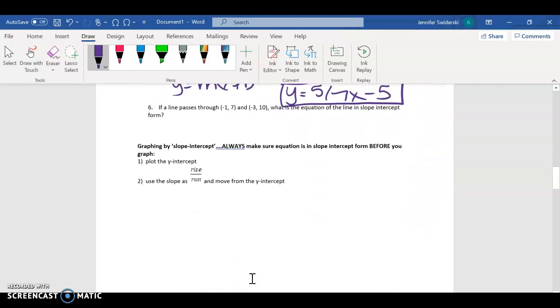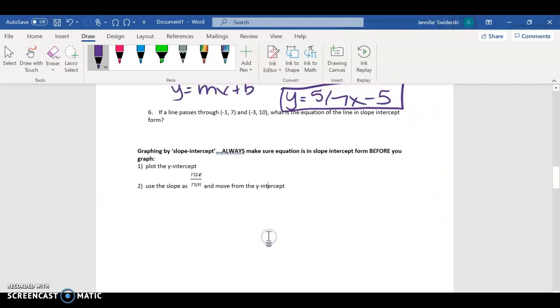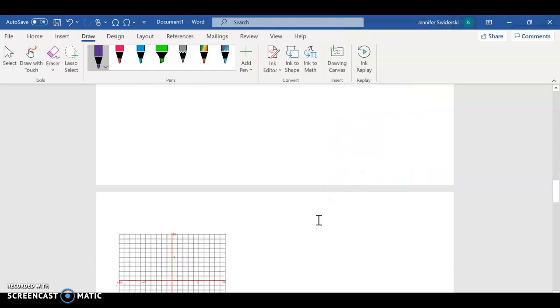And we are going to talk about graphing. This is the fun stuff. So graph by slope-intercept form. Remember, slope-intercept form is y equals mx plus b. Always make sure the equation is in slope-intercept form before you graph. Step 1 is always to start by plotting the y-intercept and then use rise over run to help you out.